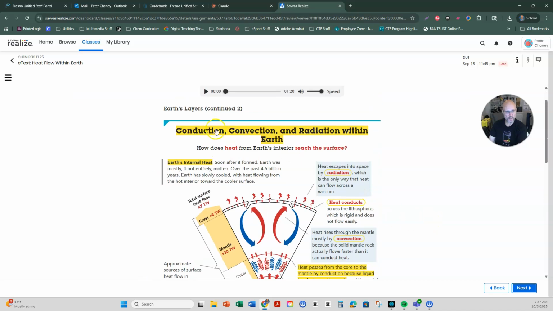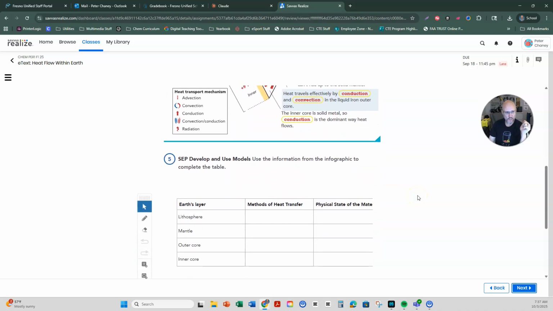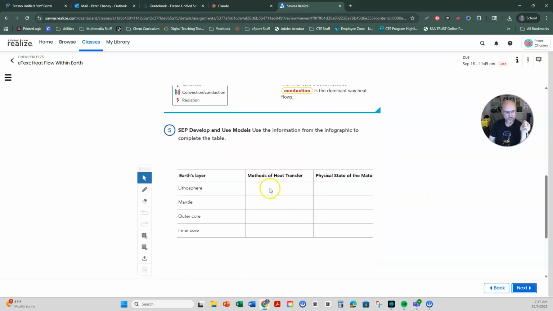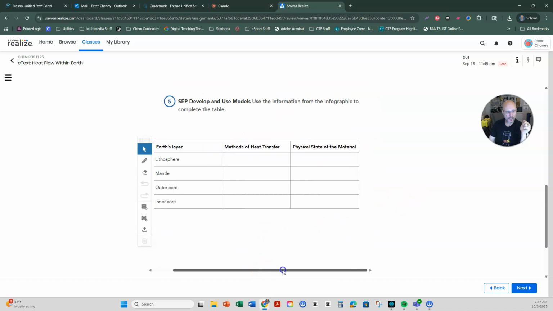Okay, so make sure that you are highlighting the title here, Earth's internal heat, circling radiation, heat conduction, convection, highlighting this right here, conduction, convection, conduction. So all of this, hint, hint, hint, right here tells you exactly what you need to know when answering these questions right here. So go identify the lithosphere, mantle, outer core, inner core: what method of heat transfer and the physical state of matter that it represents.